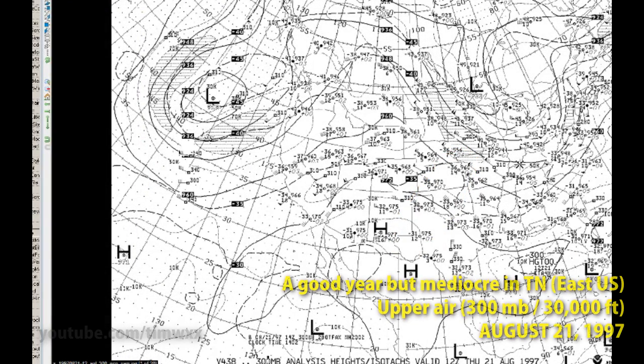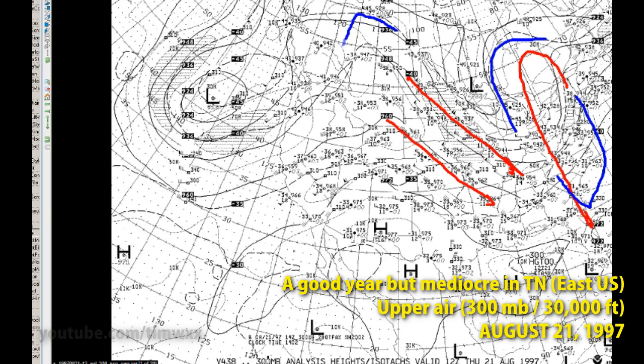Well, again, we go to the upper air charts. So here's 1997. This was a fairly decent viewing year, except for maybe Tennessee. Northwesterly flow. That seems to be associated with some decent viewing conditions. So when you have the trough, upper level low out east, and a ridge, high pressure out west, that seems to be very good for eclipse viewing weather.